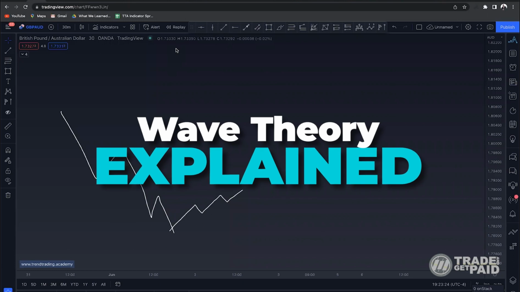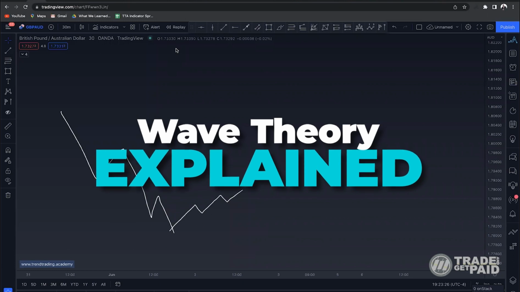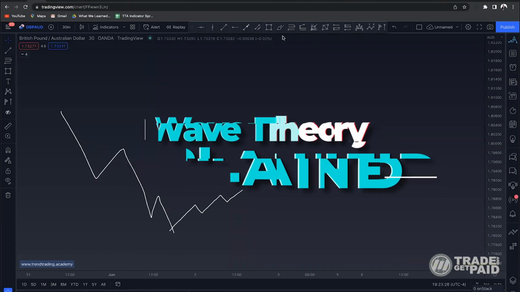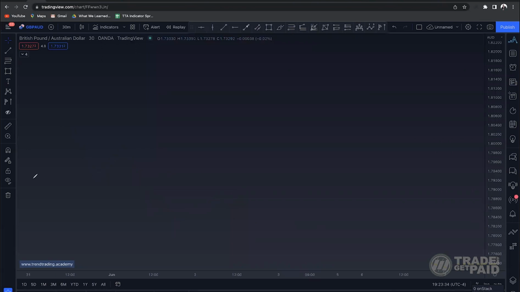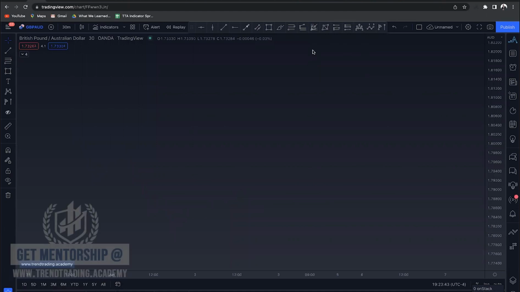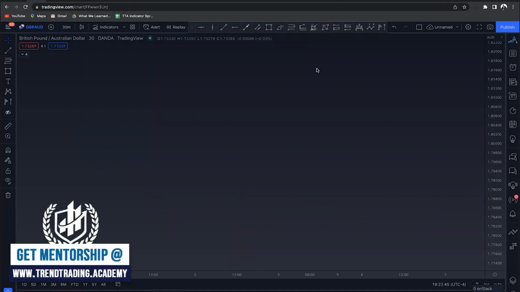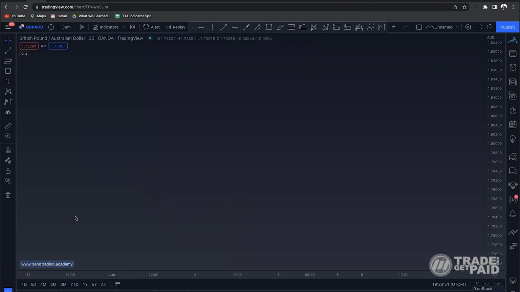Okay, so what exactly is wave theory? So watch this. Let me grab my annotation again. So let's imagine for a moment that we're looking at a smaller time frame. I'm not going to start the 1 minute, but let's say we're looking at, I'm going to give you yellow. Let's say right over here we're looking at the 15-minute chart. Okay, so 15-minute chart, we get a nice little move.